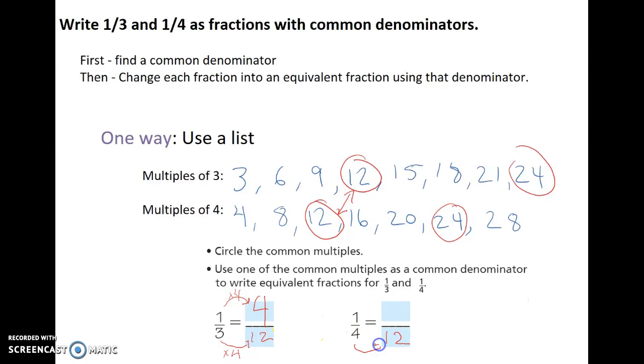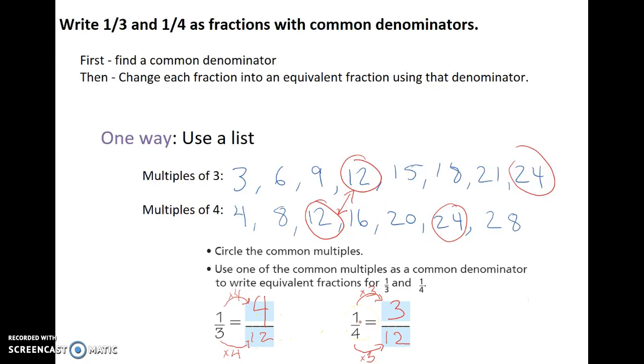And then I have to do the same thing over here. It's a new problem, though. What did I do to 4 to get it into 12? 4 times 3 equals 12. So same thing in my numerator. 1 times 3 equals 3. So my new fractions are 4/12 and 3/12.